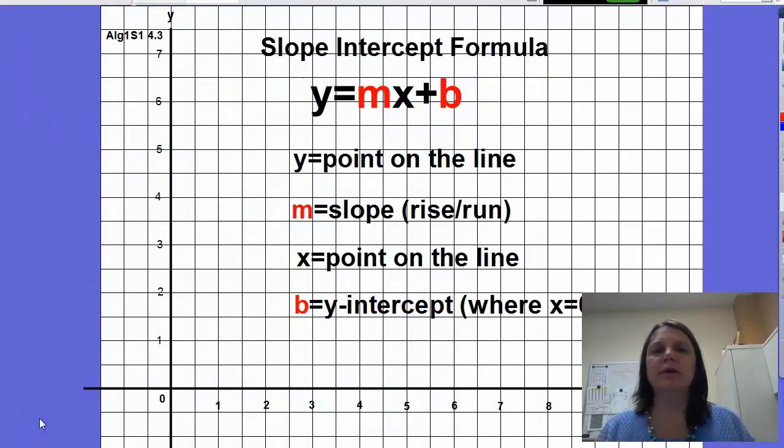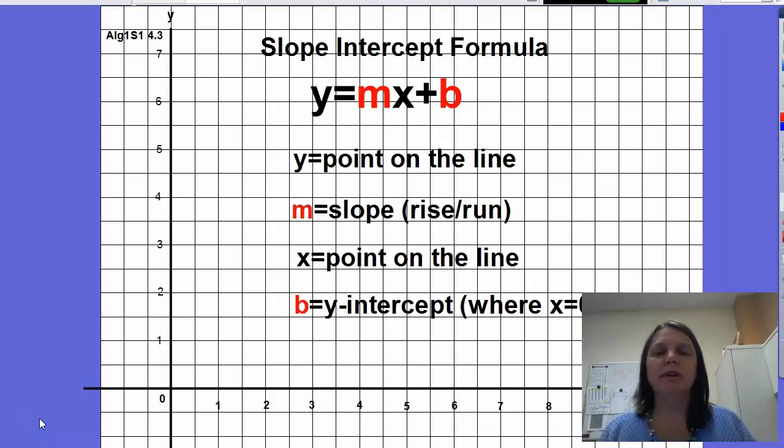The slope intercept formula is y equals mx plus b. One thing you really need to keep in mind when you're working with slope intercept is you're talking about lines on a graph with an x and y axis. So always keep that in mind when you're working with this formula. y and x are points on the line, and m is your slope.